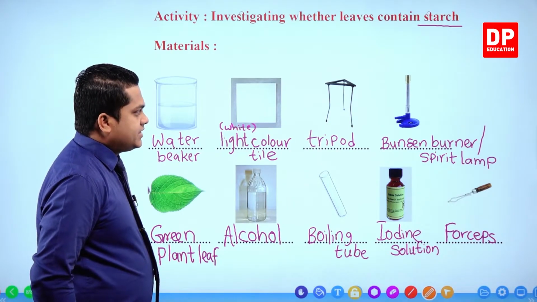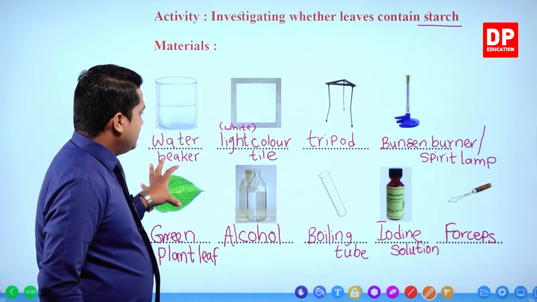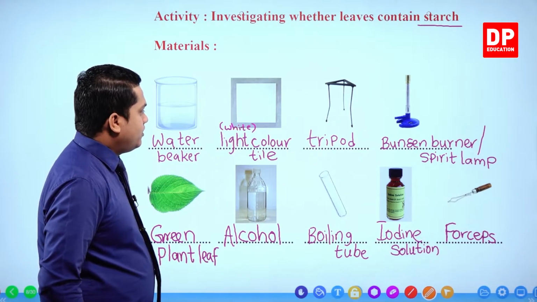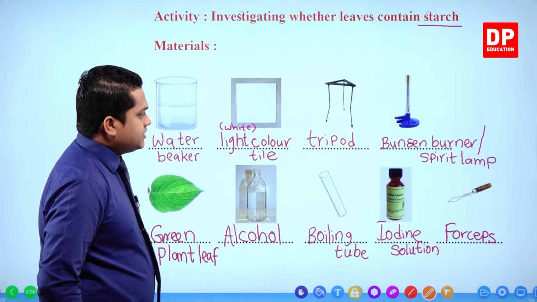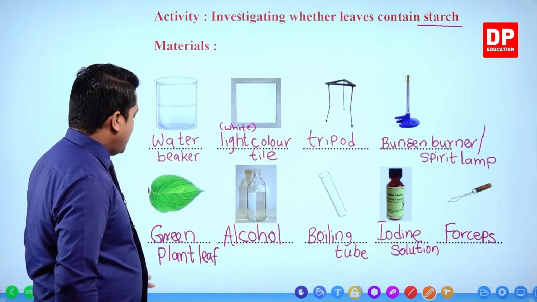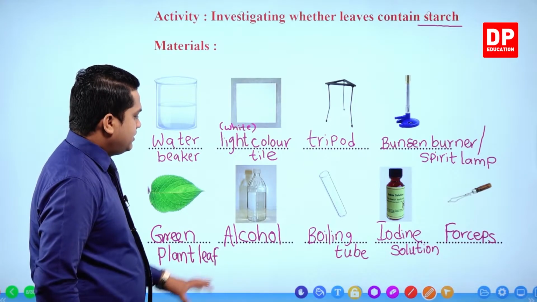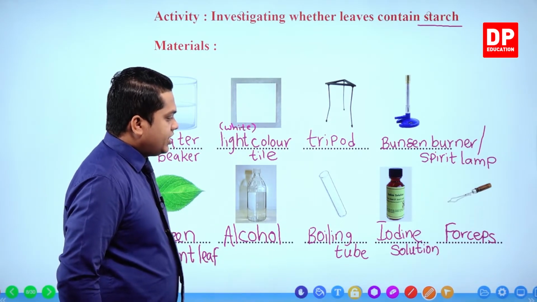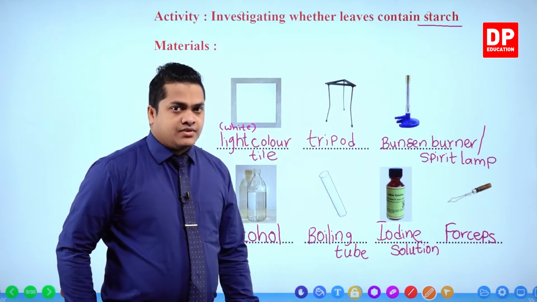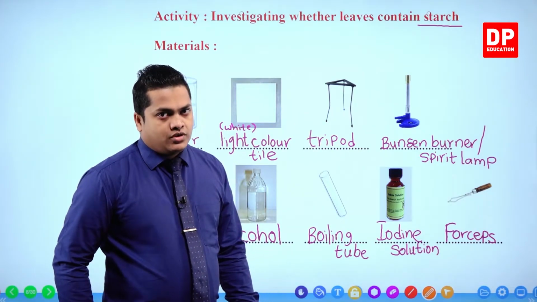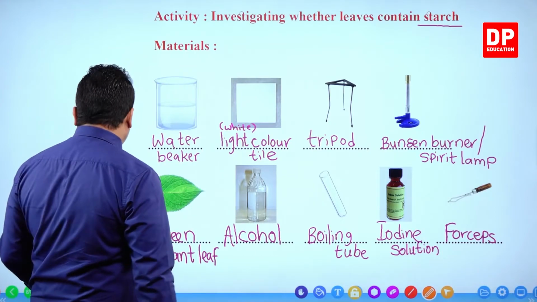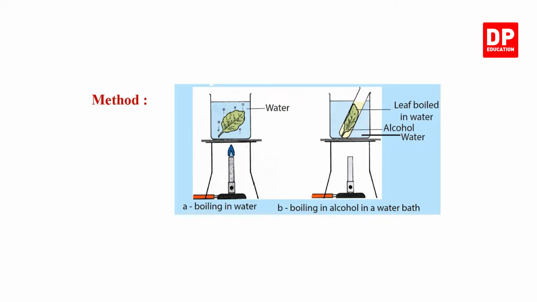So these are the materials that you need. You'll be needing a water beaker, then a white or light color tile, tripod, Bunsen burner or else a spirit lamp, a green plant leaf, some alcohol, boiling tube, iodine solution, and a pair of forceps to handle our boiling tube. Right, now let's see how to conduct the activity. You are given two different figures. First figure, A, boiling in water. Second figure, B, boiling in alcohol in a water bath.